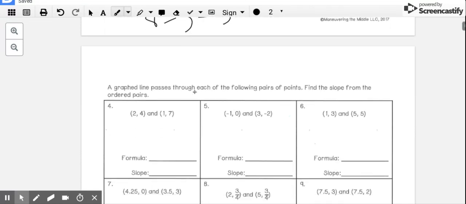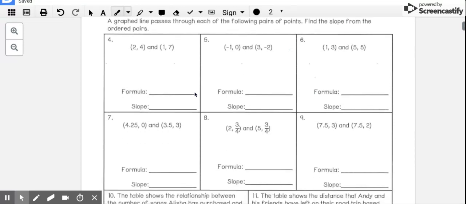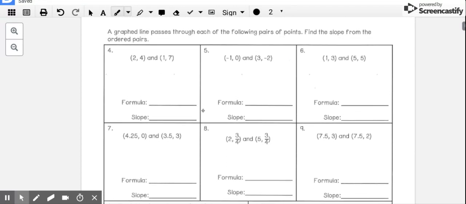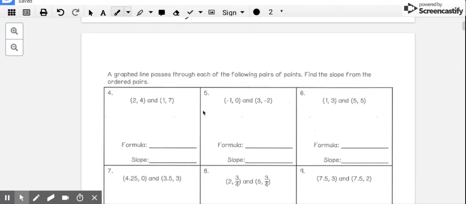On the back, I want you to try doing some of these. Remember, you're going to do y minus y over x minus x. Remember, the first number is your x, the second number is your y. Sometimes it helps to actually put those up there. It does not matter what number you start with, but if you start with this 7 minus 4, then on the bottom you have to do 1 minus 2.